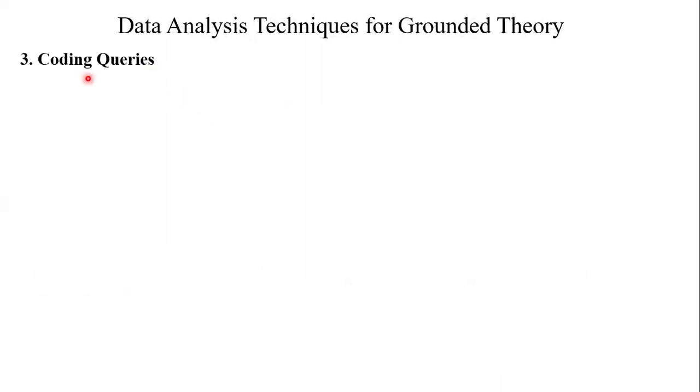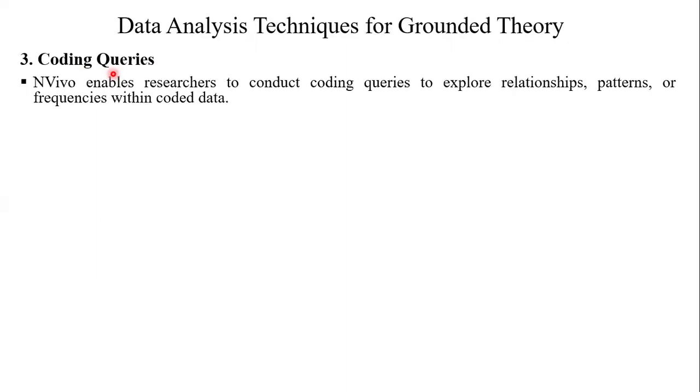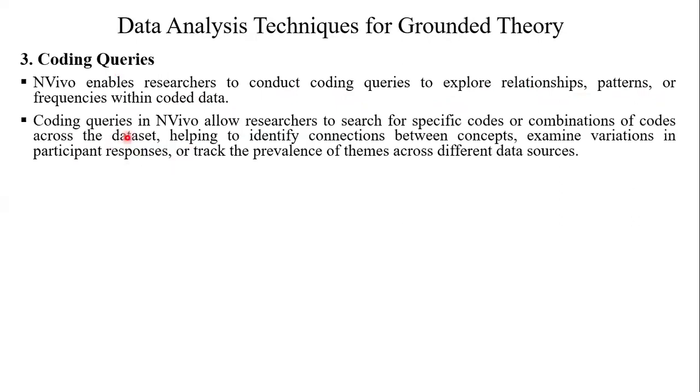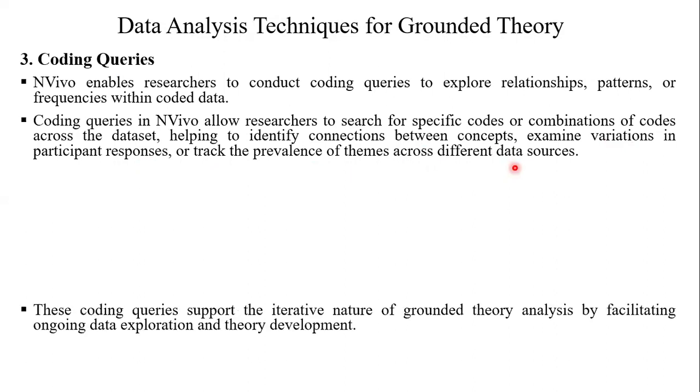Then you may have a lot of options for coding queries. NVivo enables researchers to conduct coding queries to explore relationships, patterns, or frequencies within the coded data. So you can apply this if you are interested to explore your coded data. Coding queries in NVivo allow researchers to search for specific codes or combinations of codes across the dataset, helping them identify connections between concepts, examine variations in the participant responses, or track the prevalence of themes across different data sources. So you can apply it.